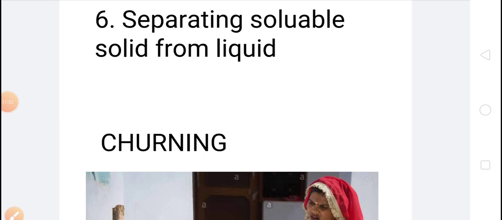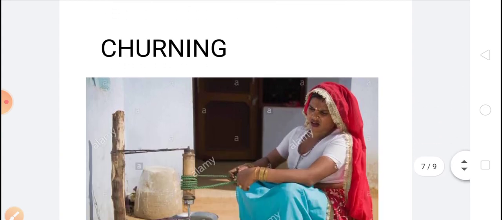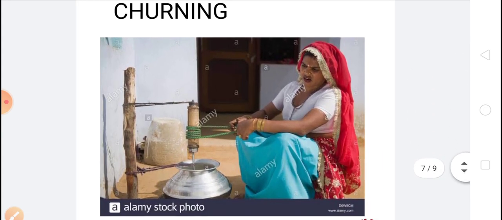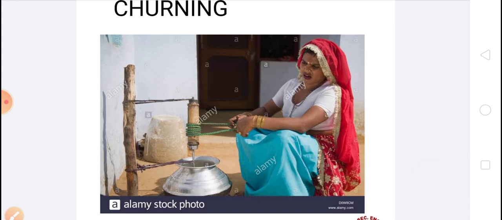I hope you understood how charcoal is being used to separate colorful impurities from colorful water. Okay. Another method of separation is separating the soluble solid from liquid. The first method to separate the soluble solid from the liquid is churning. Children, milk contains emulsified fats, which means fats are present in milk, and if you want to separate this fat from the milk, the churning process is used.